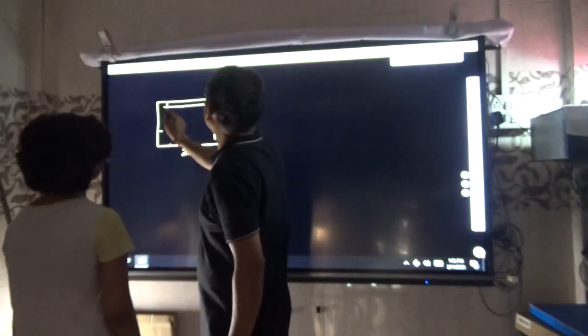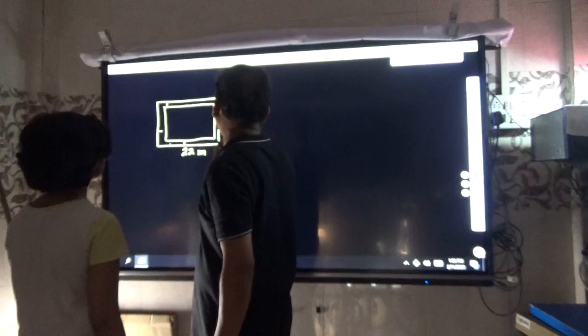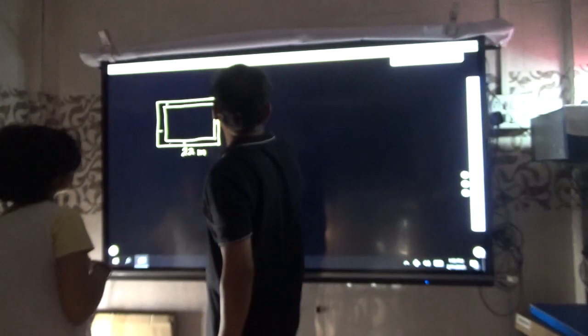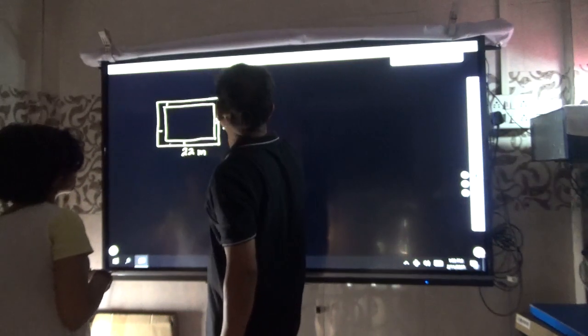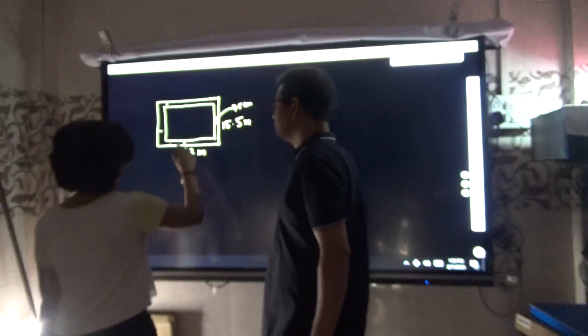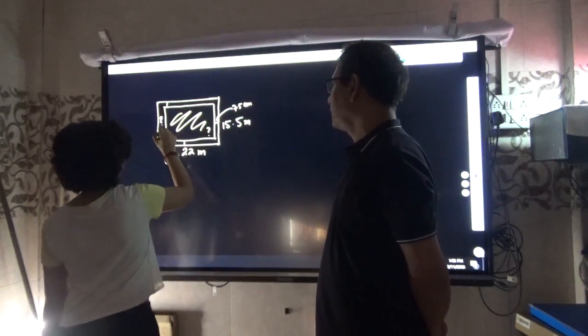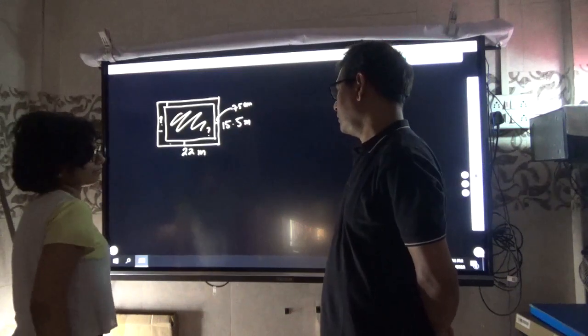So the question is very tricky. The distance of this carpet from each wall of this central hall is 75 centimeter. Now I have to find this area and this area.